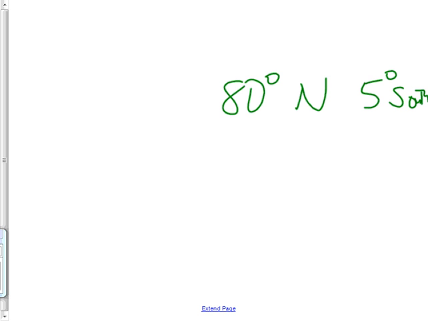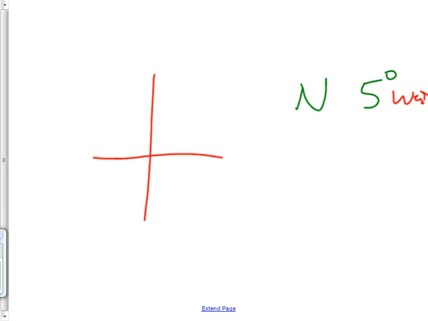It does bring up a good point. What if I had said go north, 5 degrees south? No, that's not right. Go north, 5 degrees, let me think. North, 5 degrees west. Make a compass rose, show where you think that is. North, 5 degrees west.